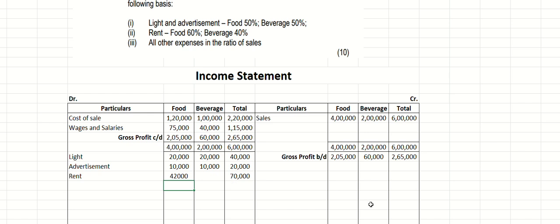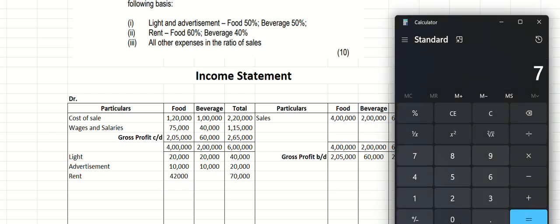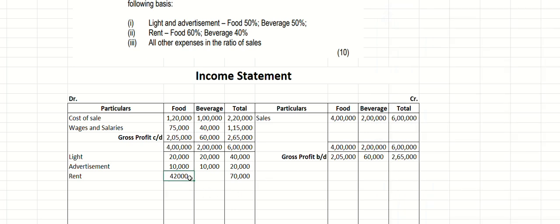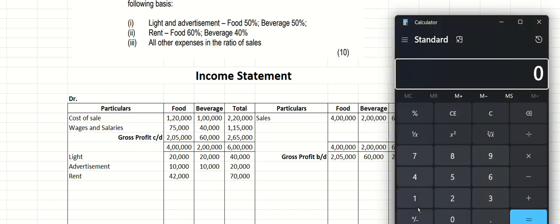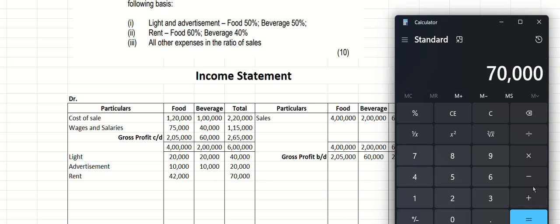That is 42,000. You can calculate it with the calculator. 70,000 into 60 percentage, 42,000. Better I will write that answer there. That is 42,000. And the 40% goes to the beverage department. You have two ways to find 40% right now. Since you know what the 60% is, you can find 40% by subtracting it from the total.